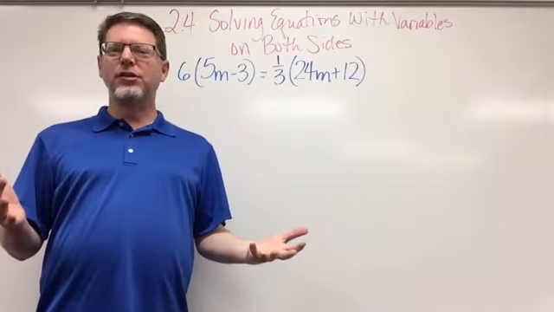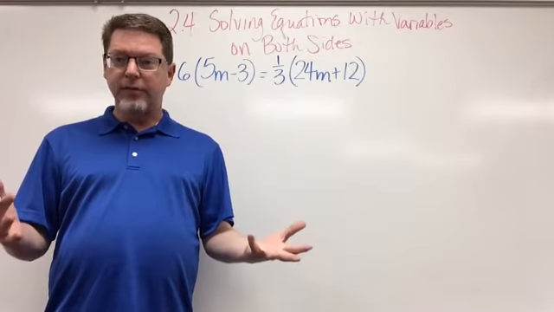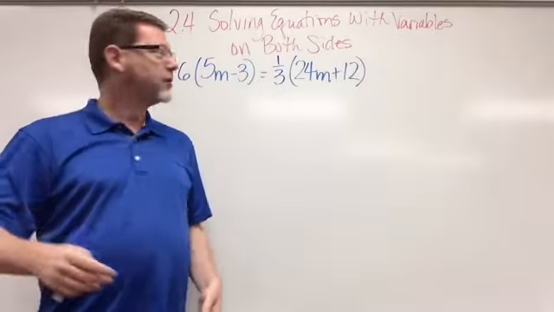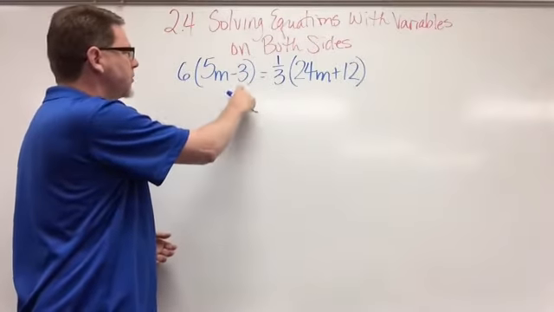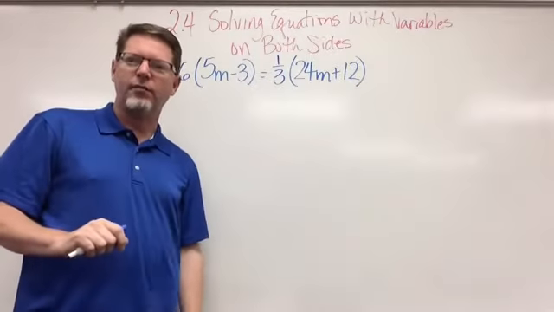Our next example includes the distributive property. I love the distributive property. It's absolutely wonderful. Sometimes it makes you want to do this. But we'll see. Distributive property. 6 times the quantity of 5m minus 3 equals 1/3 times the quantity of 24m plus 12.